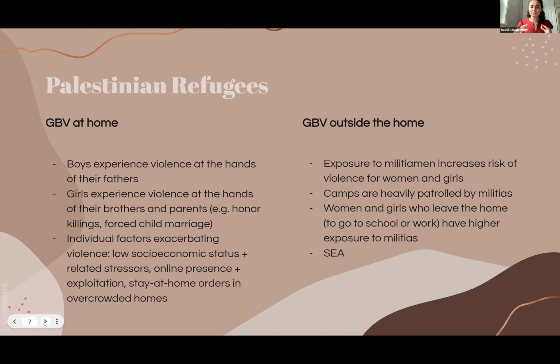And then outside the home, women and girls are at an increased risk of GBV by the militiamen themselves. Those living inside and outside camps may also be prone to sexual exploitation and abuse by humanitarian aid workers, though there's limited data on this that's disaggregated for Palestinian refugees specifically. Next slide, please.